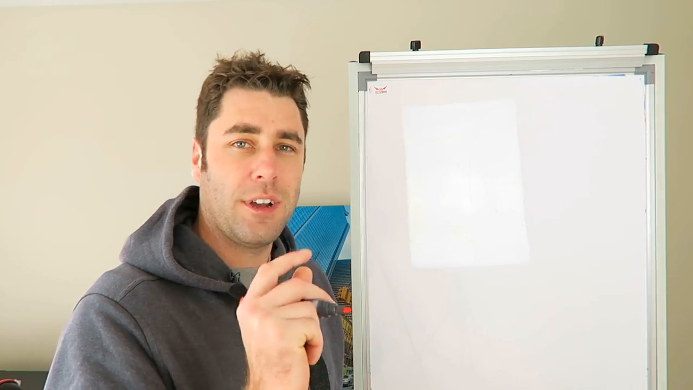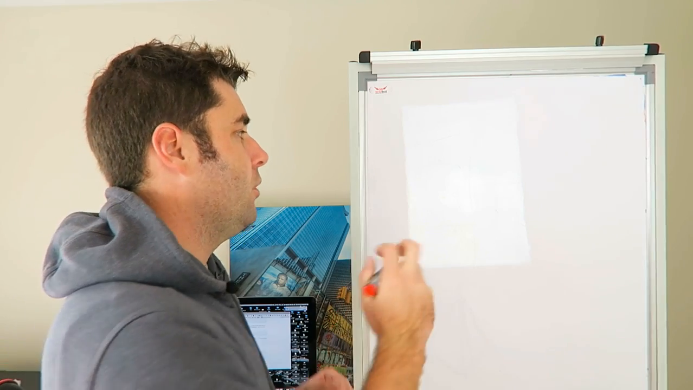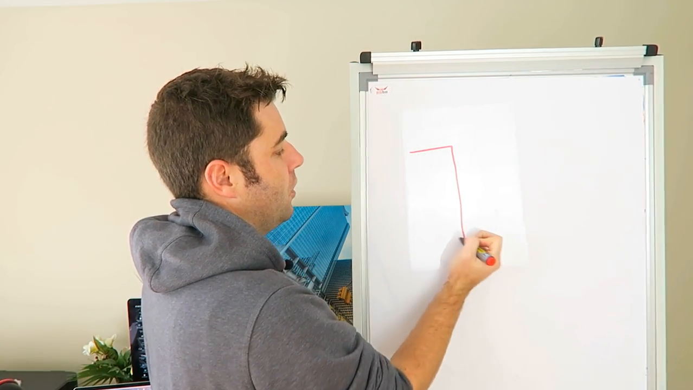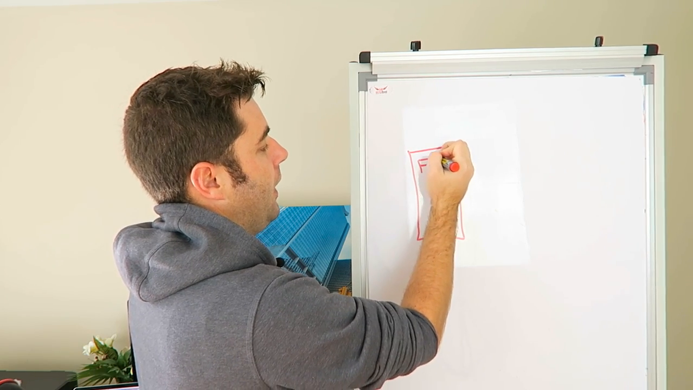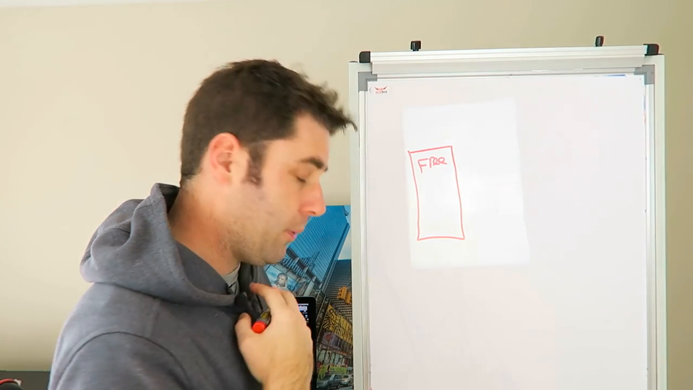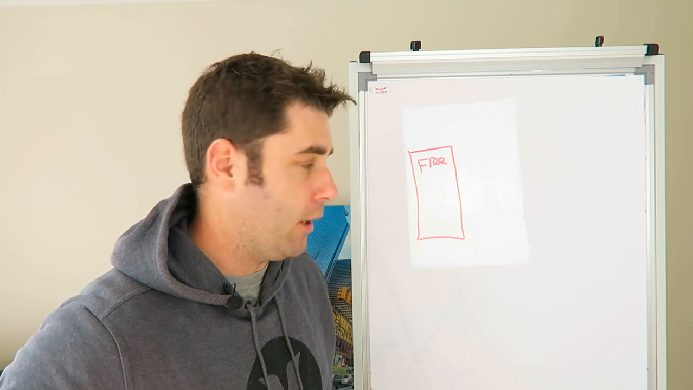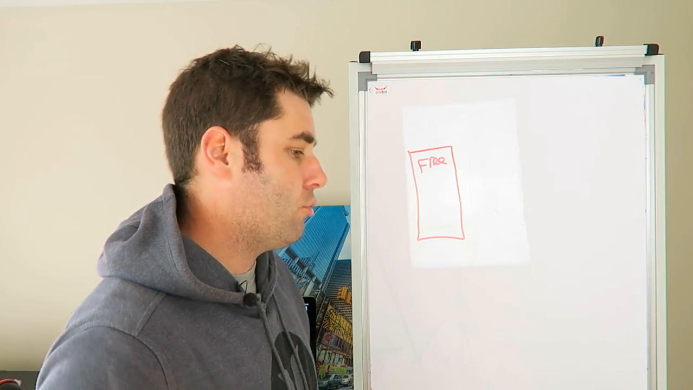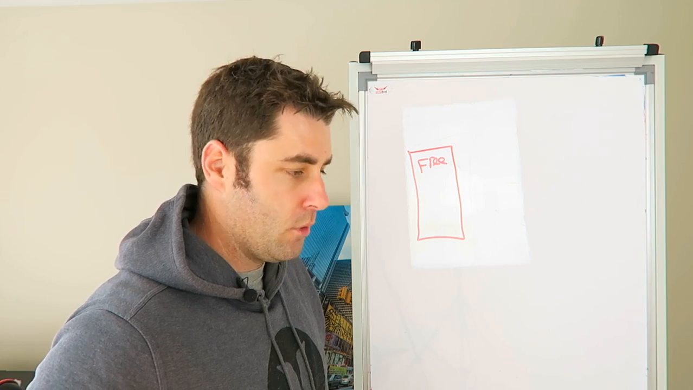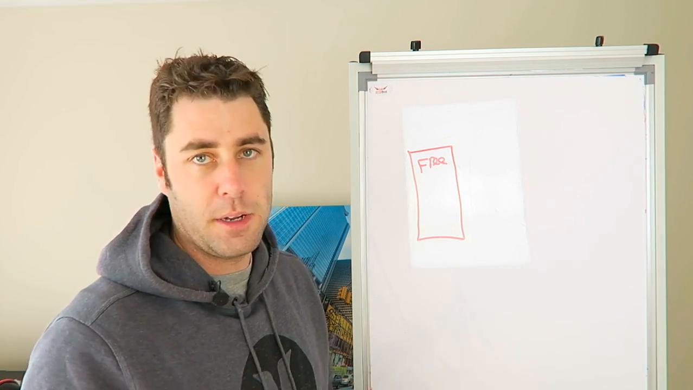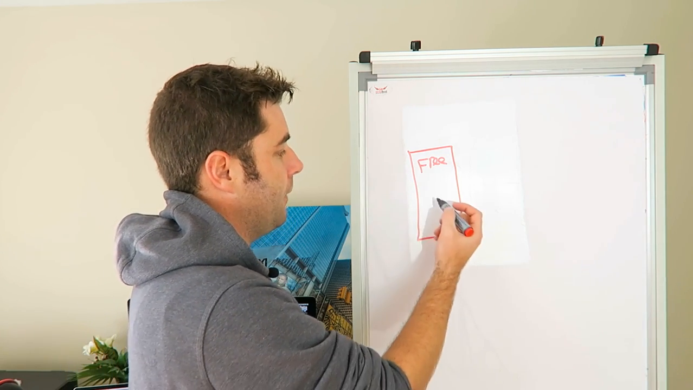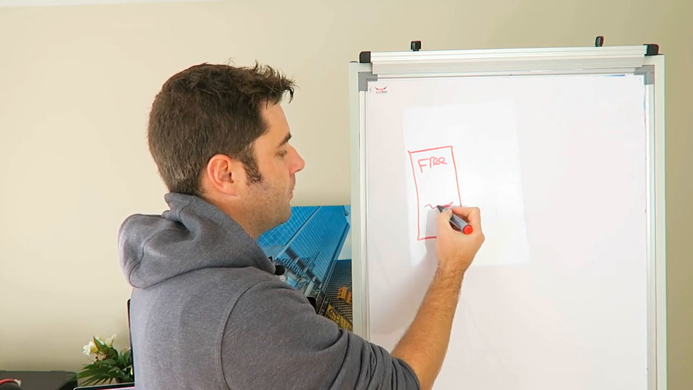So this is how it works, guys. This is the structure, okay? You have an opt-in page where you give away something for free. It could be an ebook. It could be training videos, anything for free, like with your fitness, make money online, stuff like that. Anything for free, okay? And they put their email in.